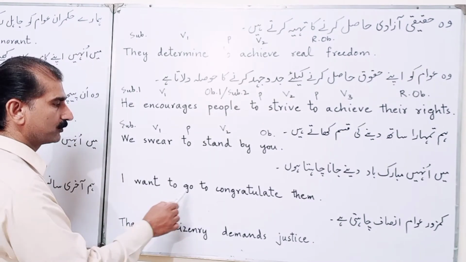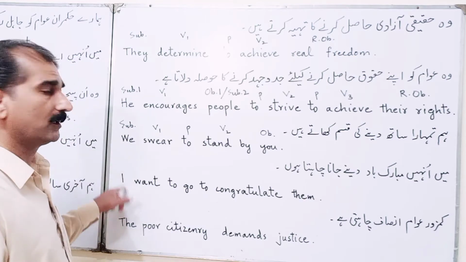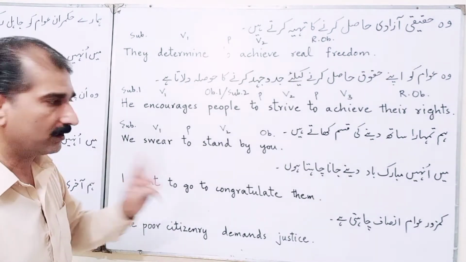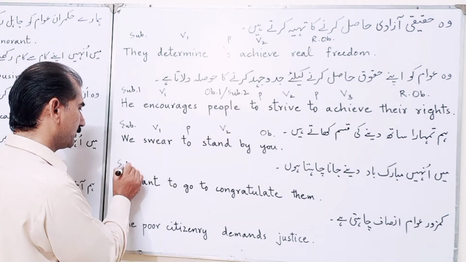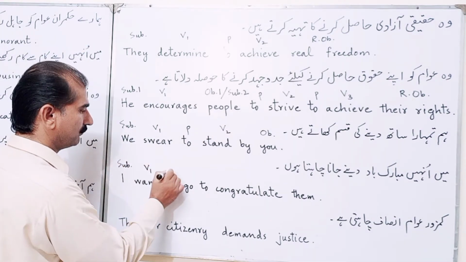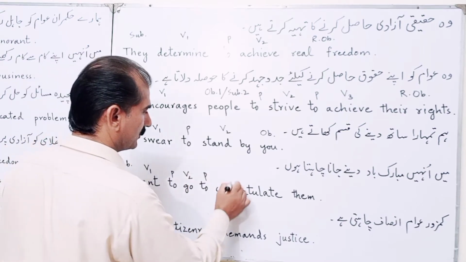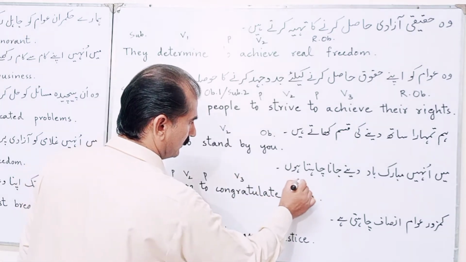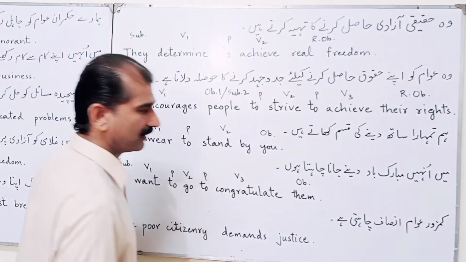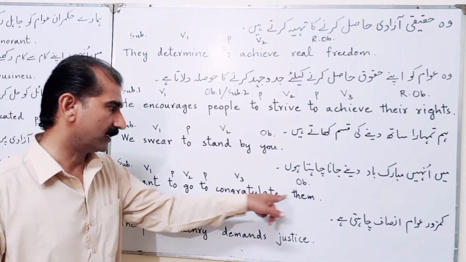I want to go to congratulate them. In this sentence, a single subject is using three different verbs on the same object. Pay attention. I is the subject over here. Want is verb 1, preposition. Go is verb second, again a preposition, and congratulate is the third verb, and the only object here is them. I want to go to congratulate them.